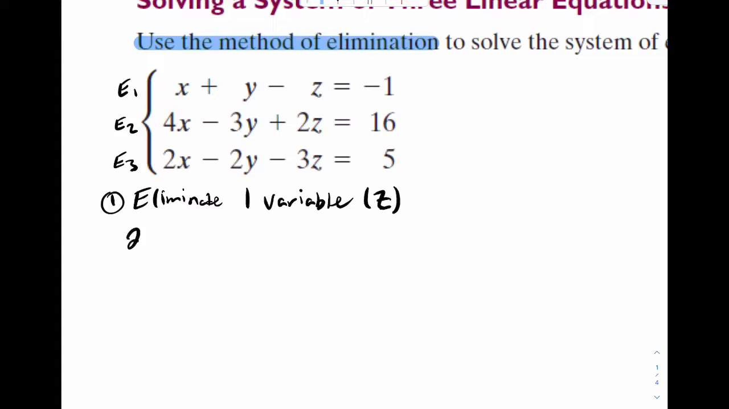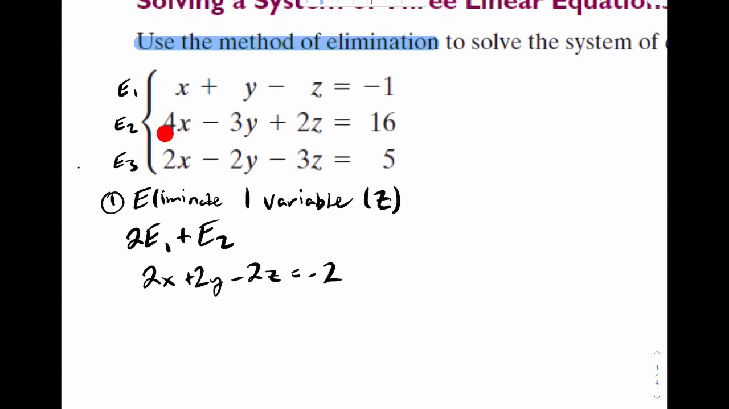What I want to do is do 2 times E1, and I'm going to add that to E2. Now, let's look at what that does. If I do 2 times E1, that means 2 times the entire first equation. That'd be 2x plus 2y minus 2z equals -2.